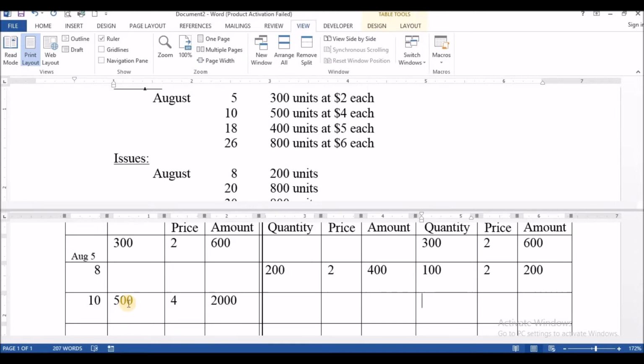Now over in the balance section, the two items that we have now as our balance are not at the same value. So we can't add the 100 to the 500 to get 600 using the FIFO method. So what we will do, we'll write what we had first, which is 100 at $2, 200. And then in this section right below, I'm going to have the 500 at $4.